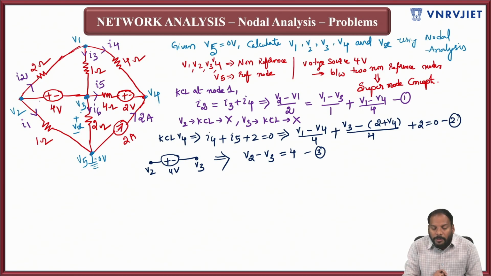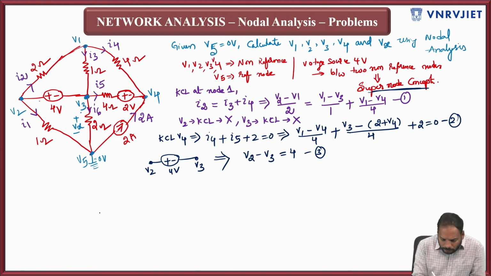Now the number of equations is 3, and the number of unknowns is 4. Still you need to investigate the fourth equation. Whenever the voltage source is connected between two non-reference nodes, as I said, it is the supernode concept. You assume that the 4 volts is removed and the two nodes V2 and V3 are tied together, making a supernode combination, and then apply KCL at that supernode. That means the sum of entering currents is equal to the sum of leaving currents. This is how you apply the supernode.